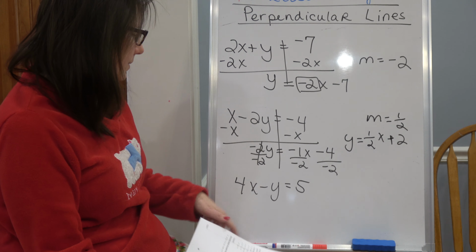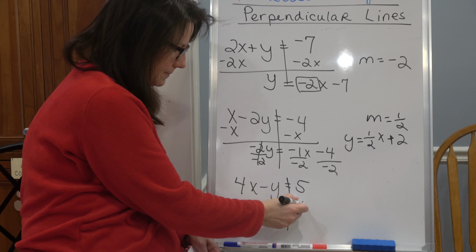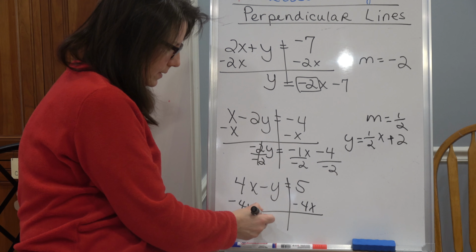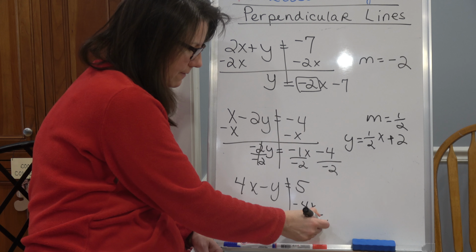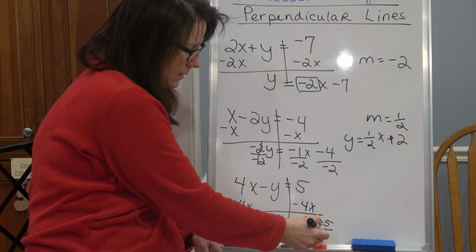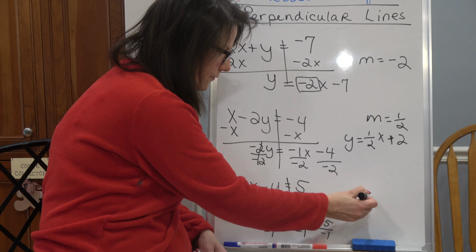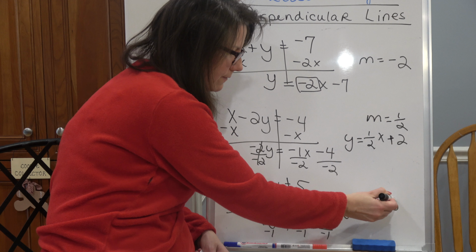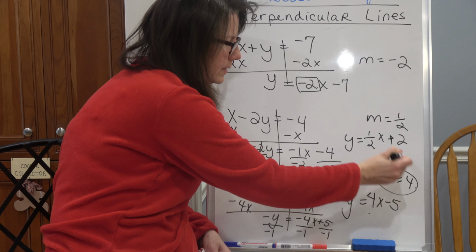And then the last one, we'd have to subtract 4x. We get negative y equals negative 4x plus 5. And then we'd have to divide by negative 1. Looks like this guy's going to be the odd man out. y equals 4x minus 5. So the slope here is 4.